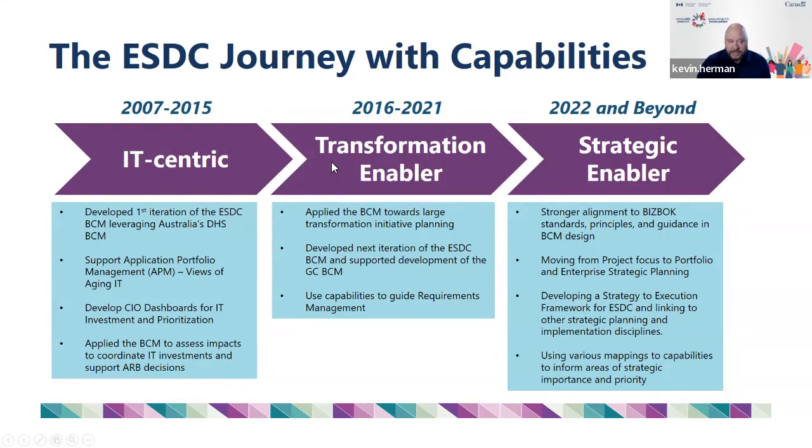Then in 2016, we moved over to the transformation management branch. And so as part of that, we became much more focused on transformation and looking at the business much more closely. So we applied our business capability model against some larger transformation initiatives and their planning. So starting from the front, what is it that those large scale transformations want to achieve, and using capability language to talk about what is going to be impacted or what needs to be improved.